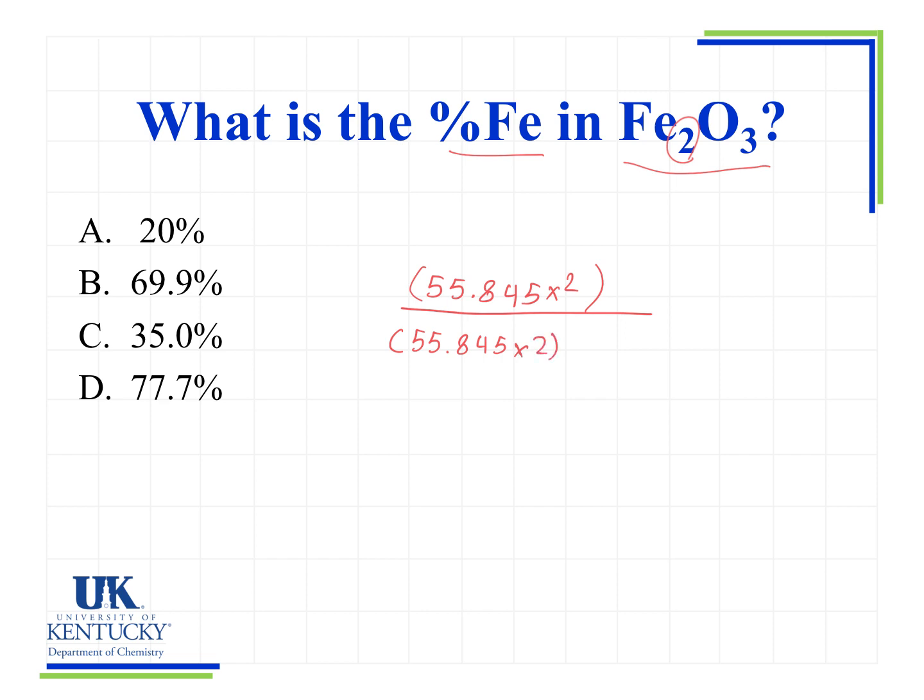We have 2 iron plus we have 3 oxygen times 3, times 100, and that is 69.94%. So therefore it's B.